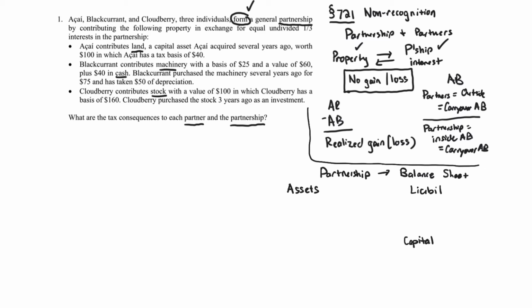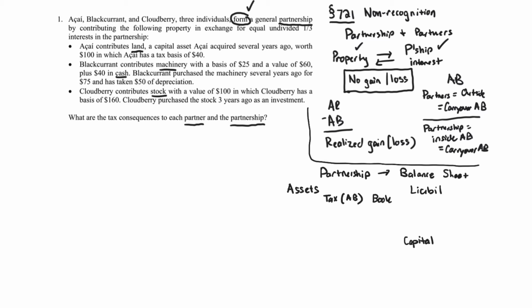So within the assets, we're going to have two columns. We're going to have our tax column, which is also known as our adjusted basis column, and then we're going to have our book column, our book value. Because in partnership tax law, it's really important to focus on capital accounts and book value of assets.